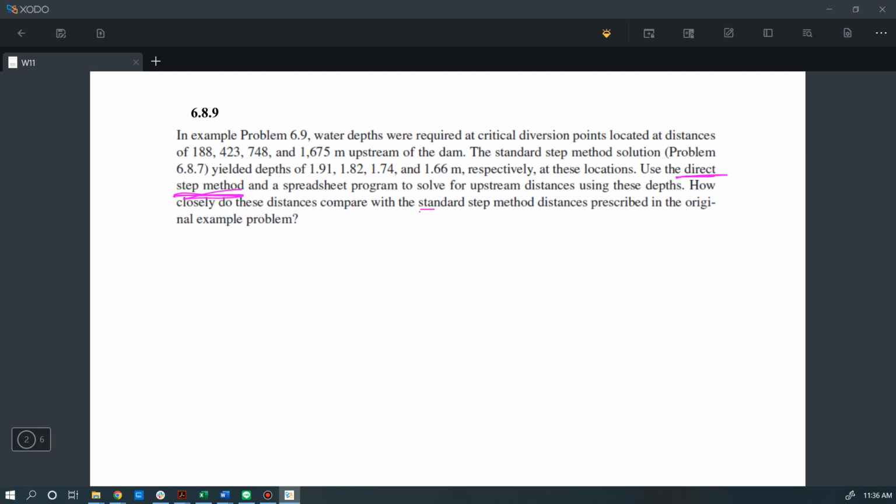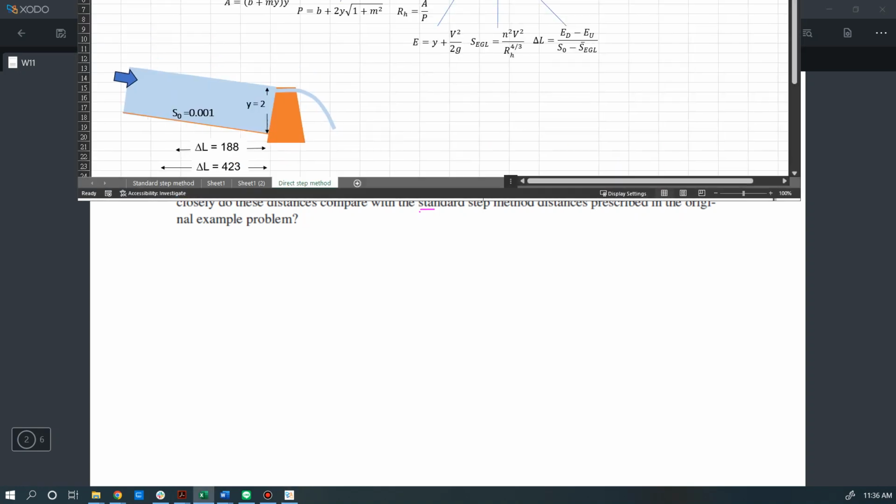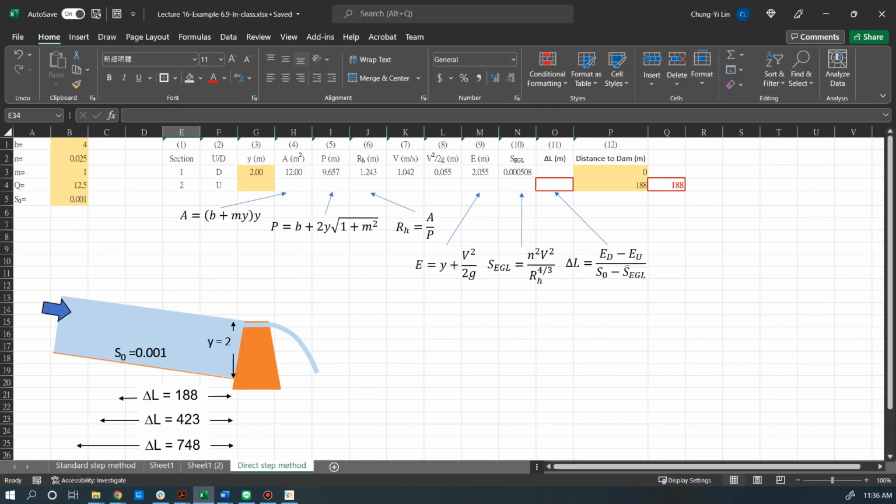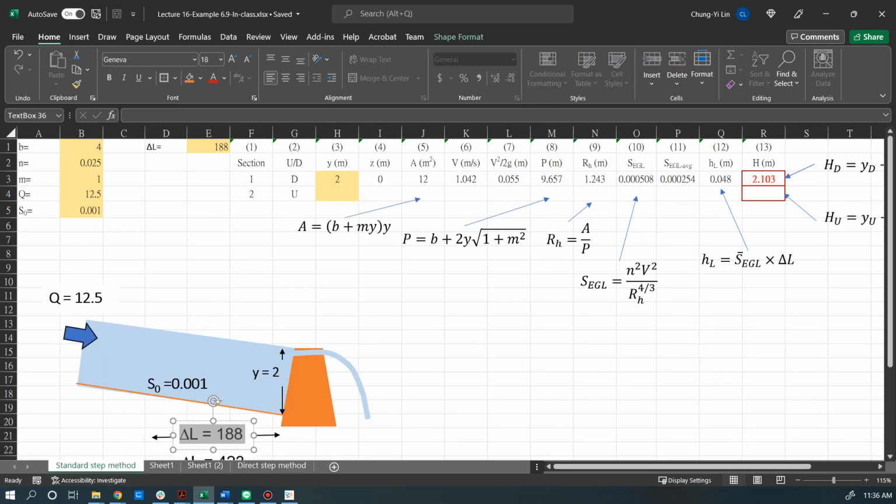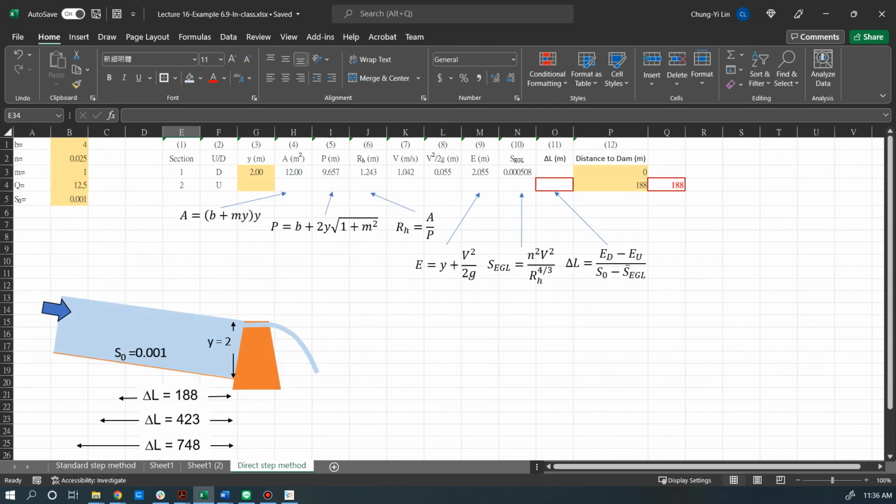The procedure is quite similar to the previous one. If you open up the Excel that you download from the course site, you can find the sheet labeled with this direct step method. It's really similar to the standard step method. Again, you need to fill out, because now it's given the water depths at different locations, this Y and try and error on this delta L to see whether that satisfies the requirement.